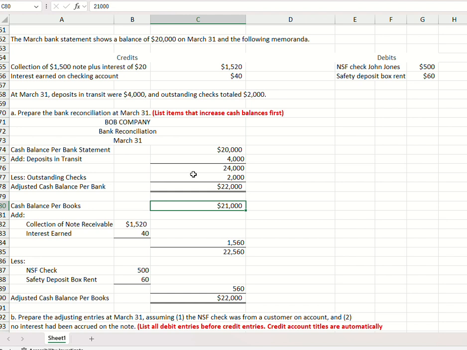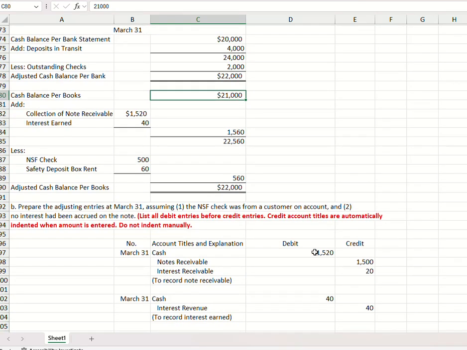Oh, the bank also told you this. John Jones, he wrote you some checks that didn't go through. He didn't have money. So you need to remove that from your balance, that $500. And you also need to remove the safety deposit fee that they charge you of $60. So your new adjusted cash balance per books is 22,000. Those reconcile, 22,000.